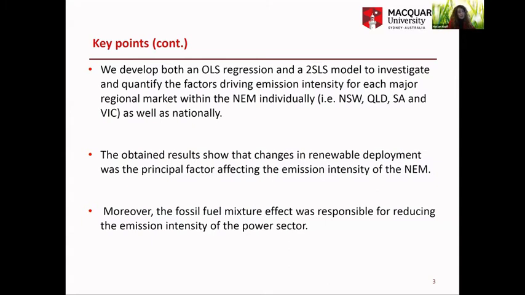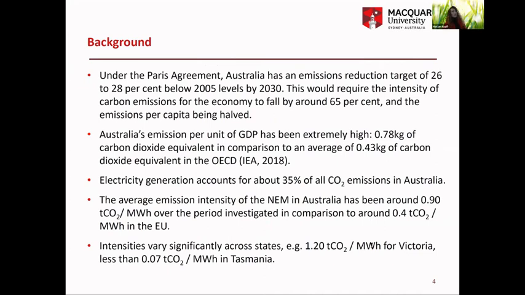After this factor, we can see that the fossil fuel mix effect, mainly switching away from coal-fired plants to gas-fired plants, could significantly impact the emission intensity of the power sector. As I mentioned, under the Paris Agreement, Australia needs to decrease the emission intensity for the whole economy by 65%. The reason we consider the emission intensity of the power sector is that in Australia, due to the availability of very cheap coal, 35% of emissions come from the power sector.